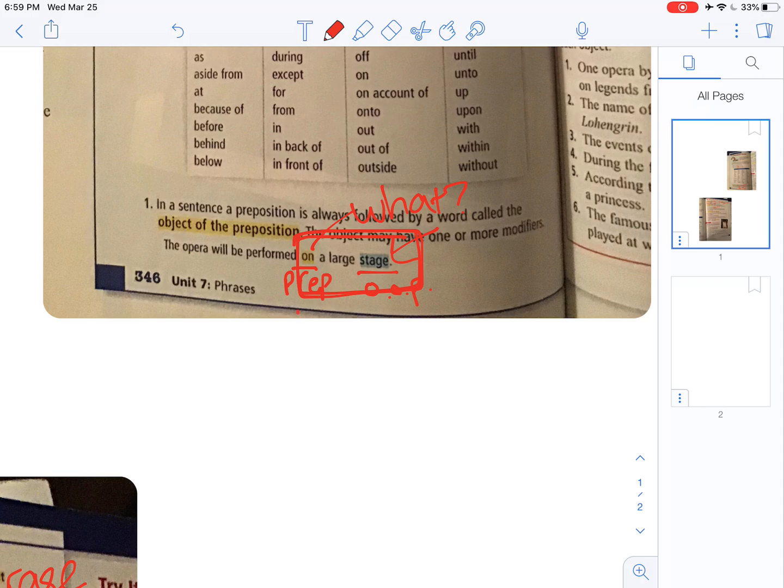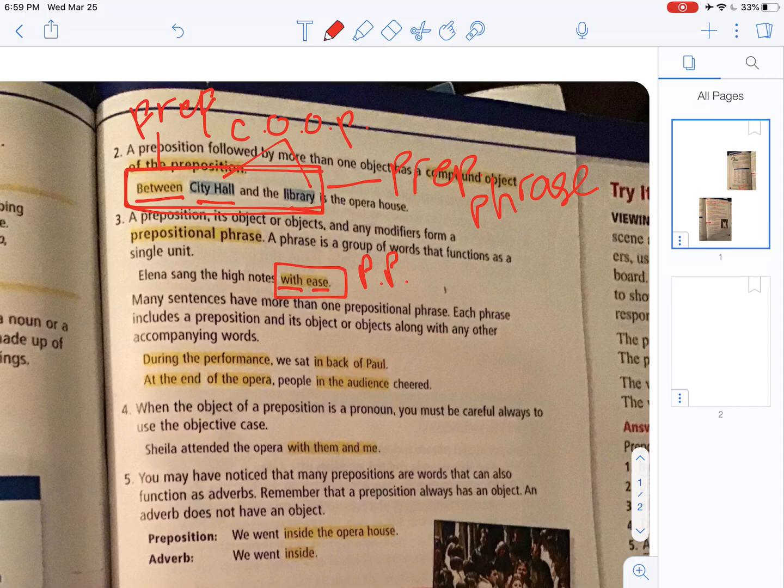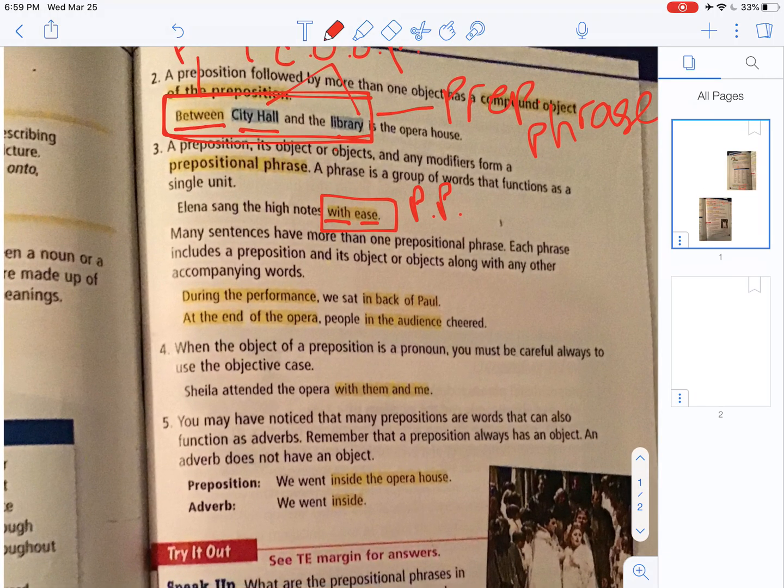So your prepositional phrase starts with your preposition and ends with your object. And if you have two objects, like here, City Hall and library, it ends with the last one and it includes all the words in between. So between City Hall and the library would be your whole prepositional phrase, or this one is just with ease. Many sentences will have more than one prepositional phrase, and each phrase includes a preposition and its objects on its own. Prepositional phrases do not like to share anything with each other, so they are very territorial.